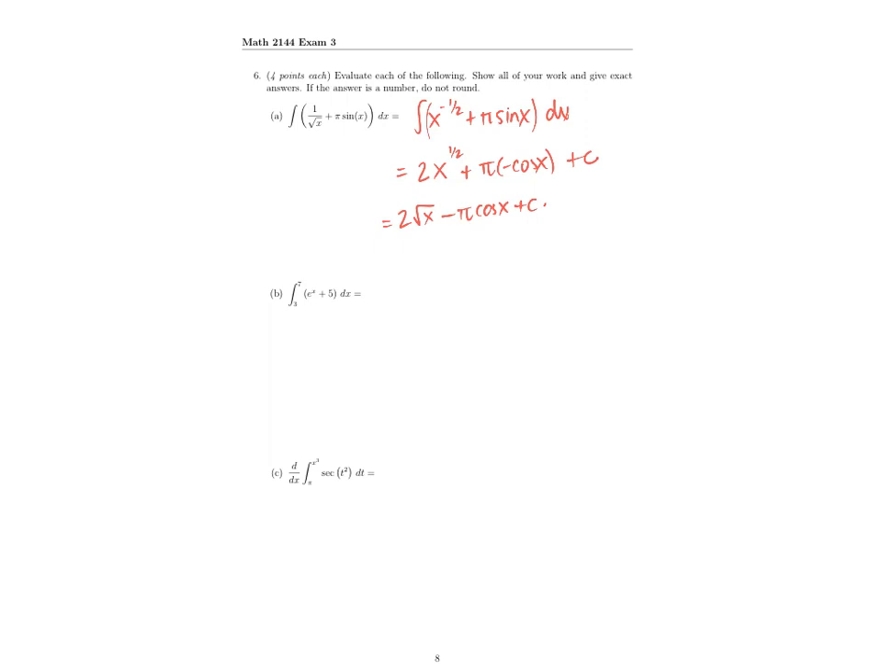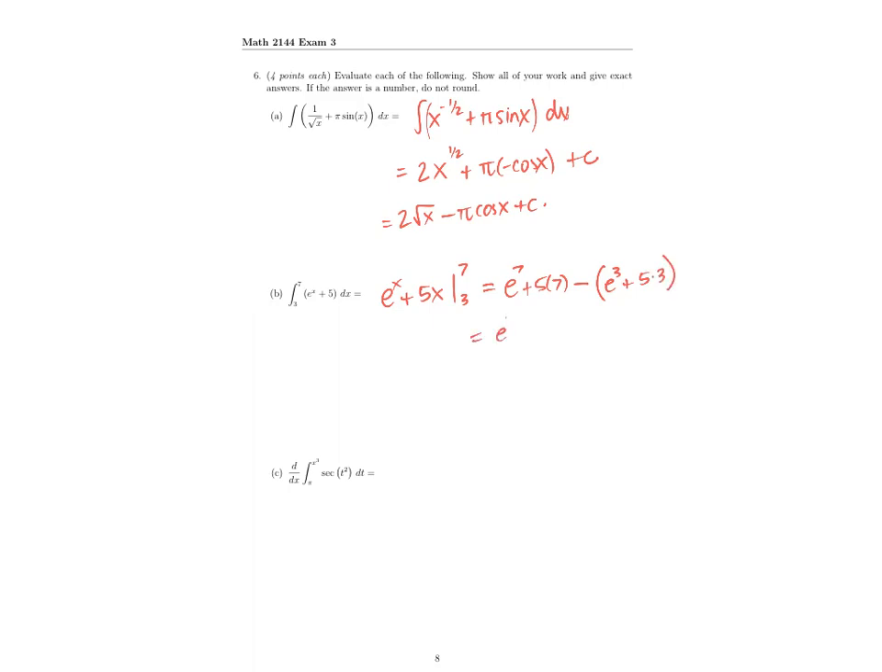So the integral of e to the x is e to the x, plus integral of 5 is 5x, and I'm going to evaluate that from 3 to 7 by the fundamental theorem of calculus. So if I plug in the 7 first, I'll have e to the 7 plus 5 times 7 minus e to the 3 plus 5 times 3.